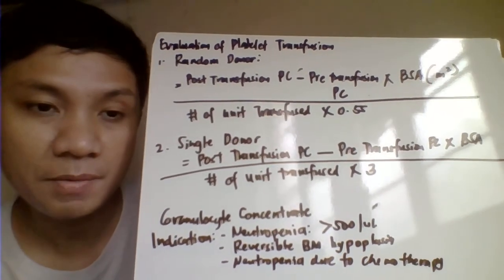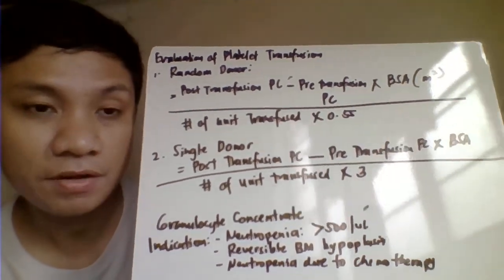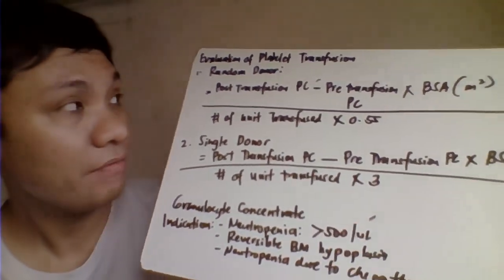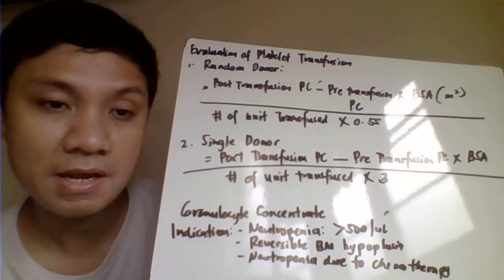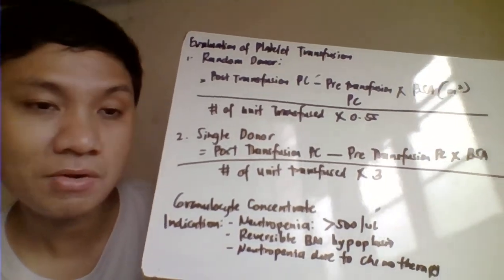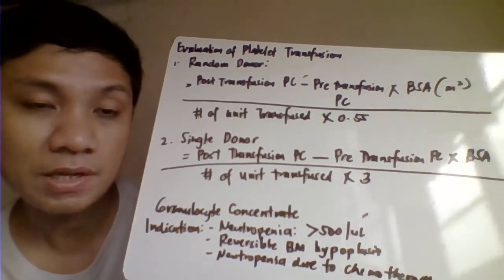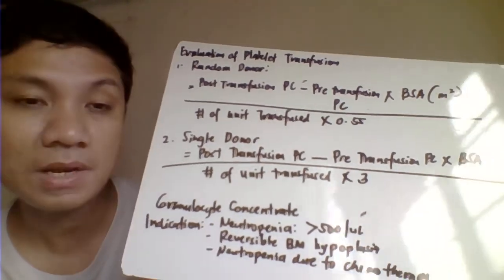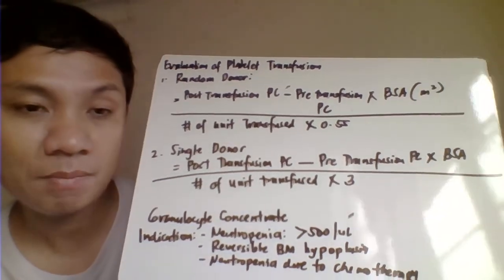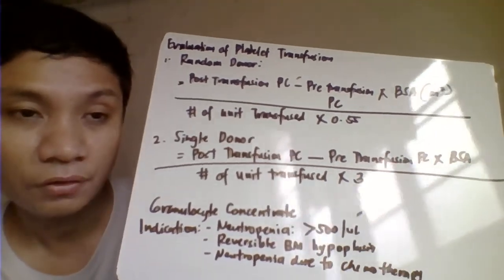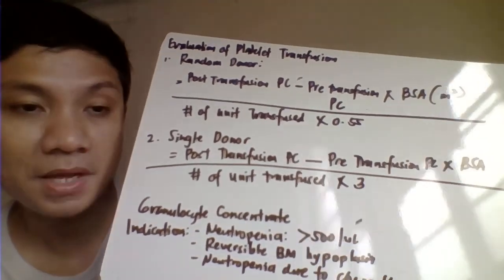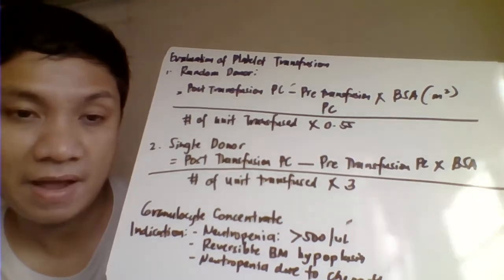Okay, then we have here the formula for the evaluation of your transfusion related to the platelet concentrate. For the random donor, this is the formula for you to check if the recipient has reached the expected increment or not. We have the post-transfusion platelet count minus the pre-transfusion platelet count of the patient, multiplied by the body surface area of the patient in meters squared, over the number of units transfused multiplied by 0.55.